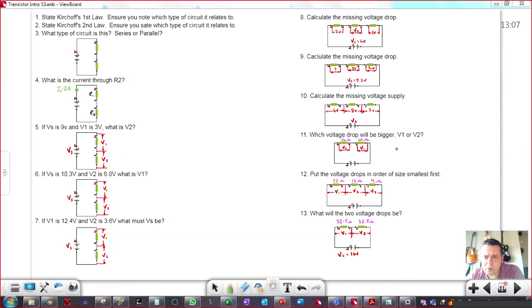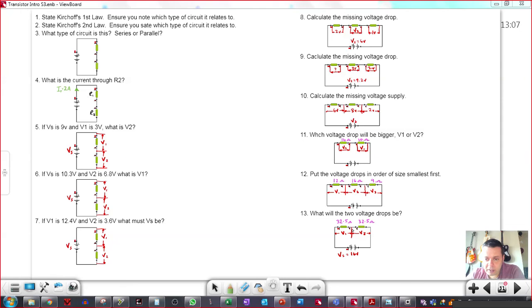This one here, which voltage drop will be bigger, V1 or V2? So you're looking at the size of the resistances to get the answer to that, and again refer to the content of the video for that stuff. Put the voltage drops in order of size, smallest first. So which of these three, V1, V2, or V3, which one's smallest, which one's the next biggest, and again, you're looking at the size of the resistances here.